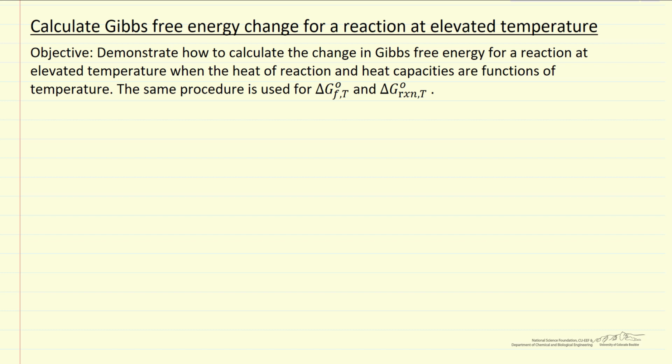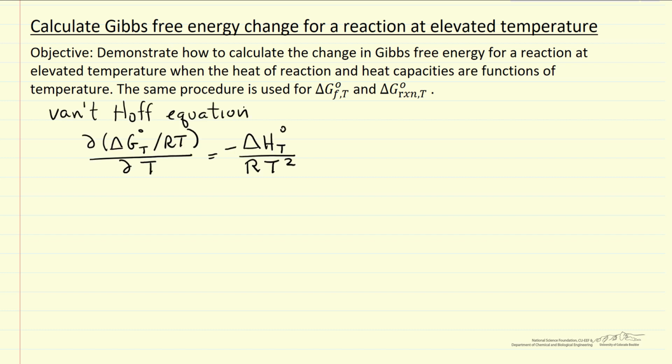So the starting point is the Van 't Hoff equation. Let me pause and write that down. So the Van 't Hoff equation relates delta G, and the subscript T means at a certain temperature. Superscript 0 means we're looking at delta G at standard conditions. This partial with respect to T is related to the heat of reaction, which is also a function of temperature. R, in this case, is the gas constant.